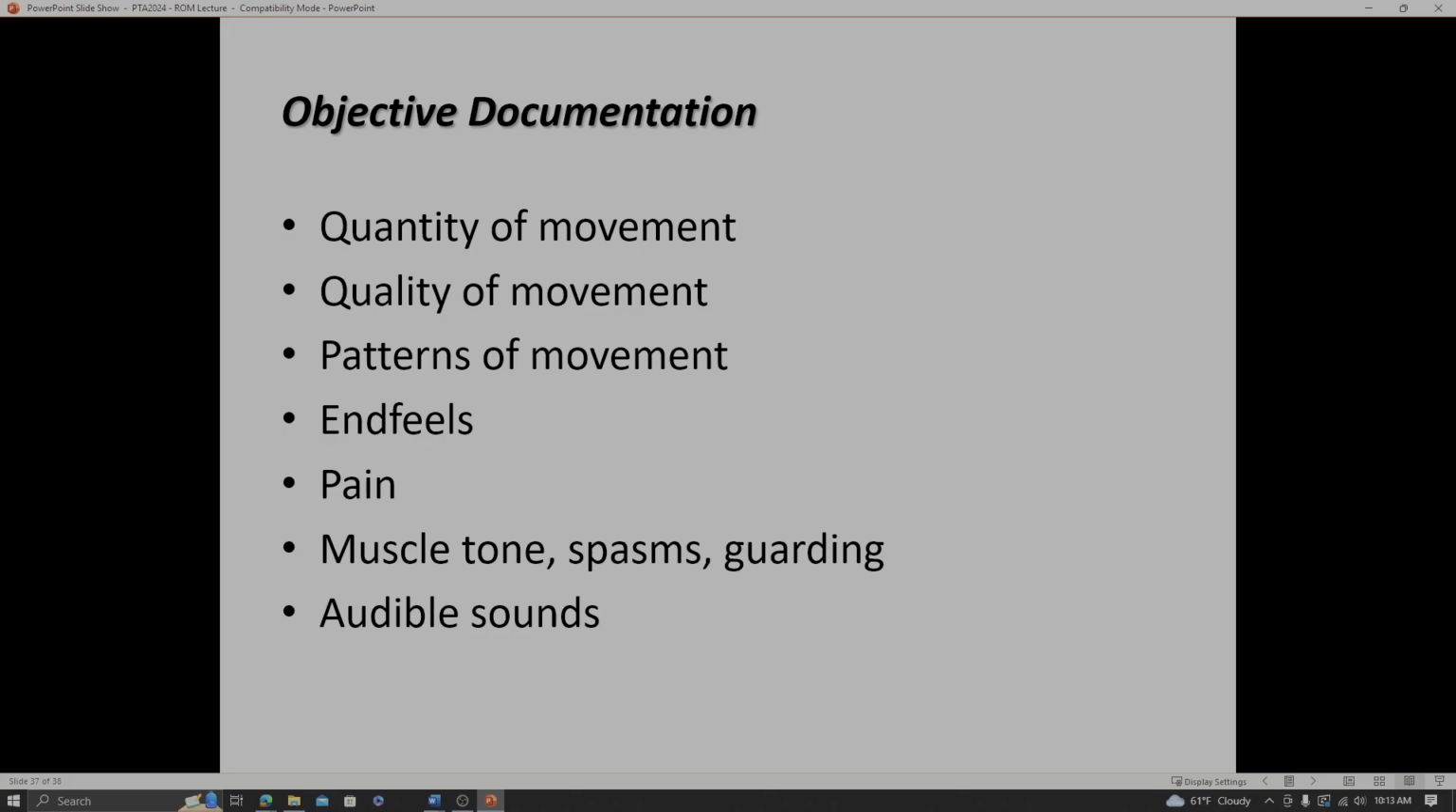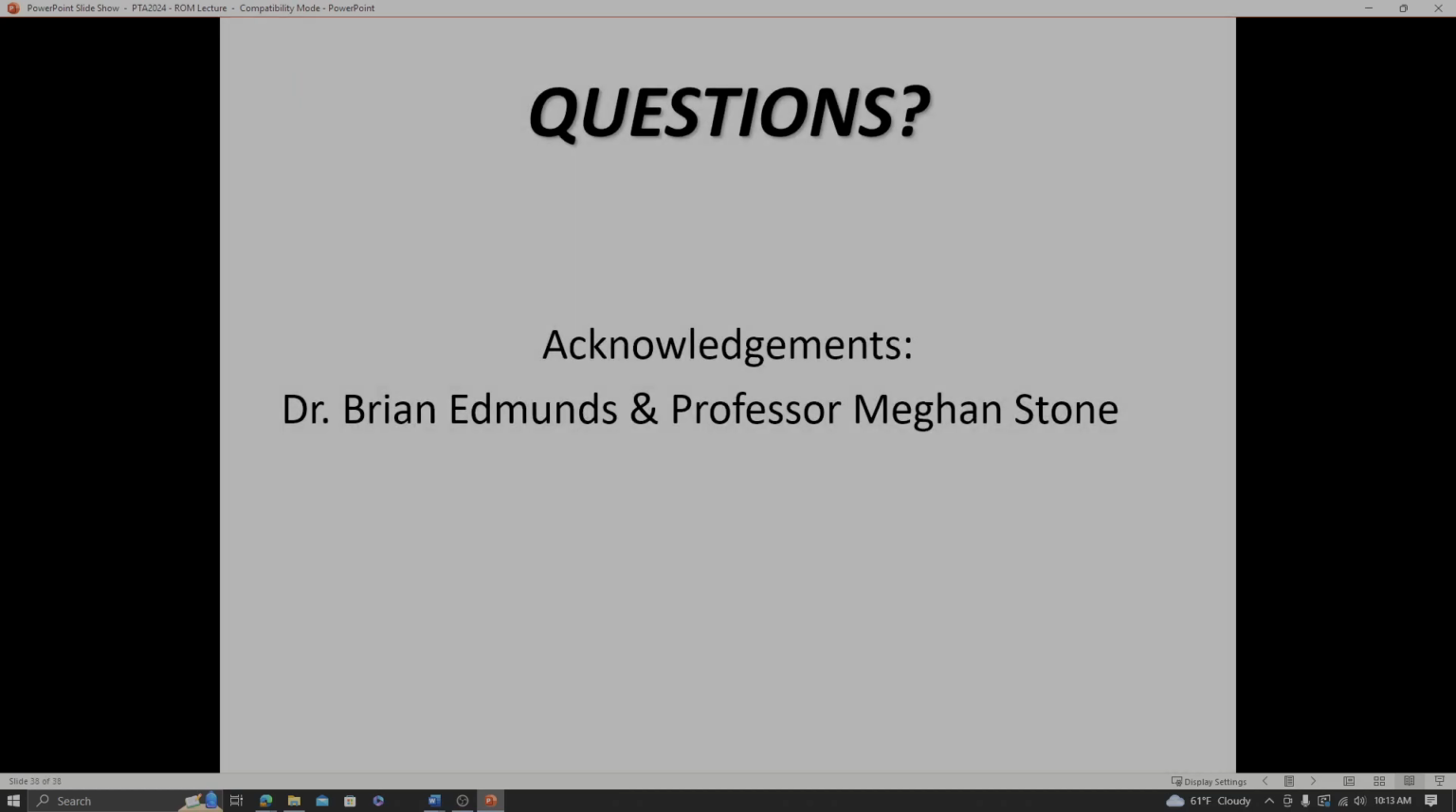Patterns of movement, right? What patterning of movement did you see? Did you see any compensation patterns? Did you do D2? What movements did you do, honestly? End feels, right? Was it hard? Was it firm? Was it abnormal? Was there pain? How much pain was there? Was there notable muscle tone, spasming or guarding? And did it click? Did it pop? Any sounds associated with it? So that's going to take us pretty much through range of motion.